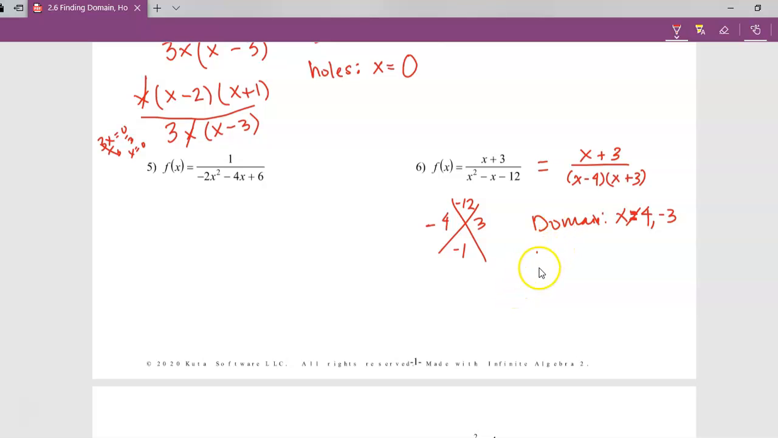And then for the holes, I'm looking for matching factors in the numerator and denominator. I have an x plus 3 that's going to cancel with an x plus 3. And because those cancel out, there's a hole there. The hole is at the 0 for that factor that canceled out. So it's at -3.